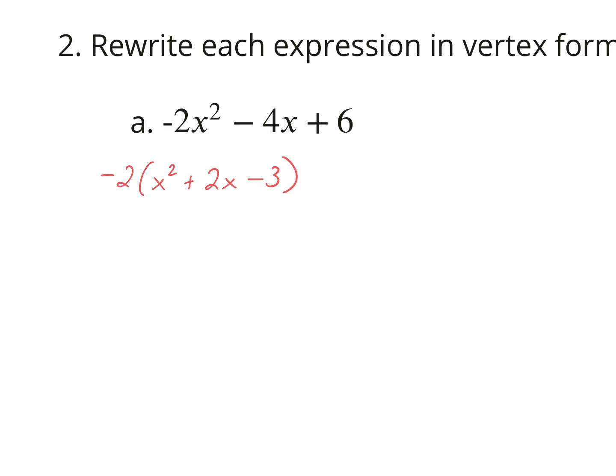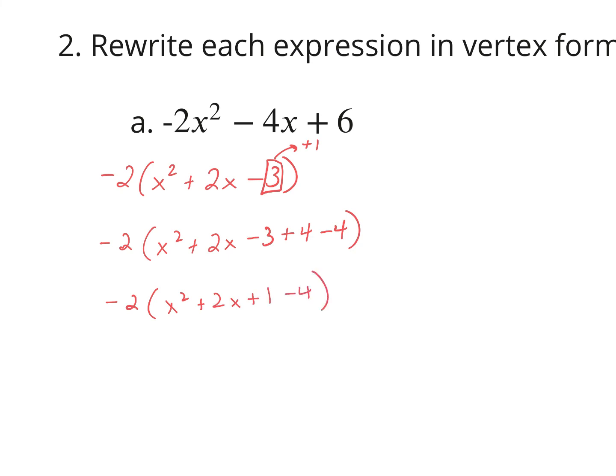To make this a perfect square, I need this to become a positive 1. So to make -3 into a positive 1, I need to add 4. But so I don't change the value of my expression, I'm also going to subtract 4. In doing that, I now have x squared plus 2x plus 1 minus 4.